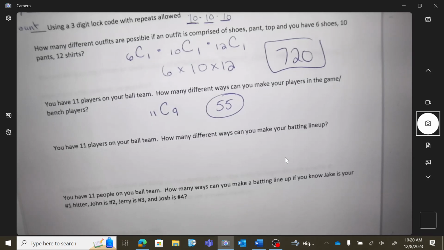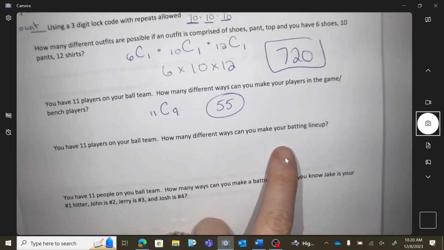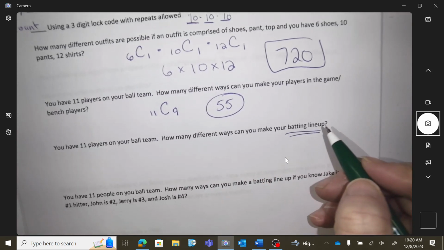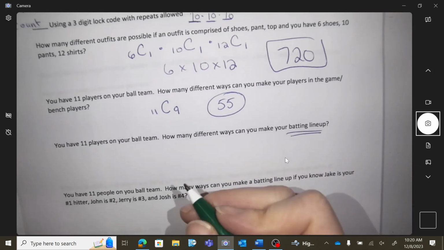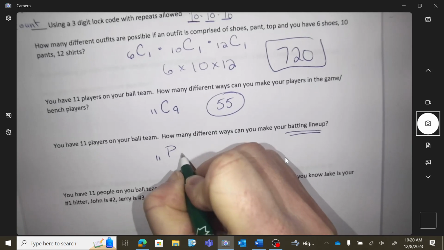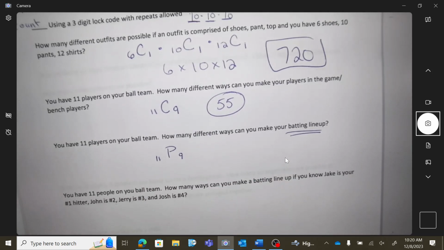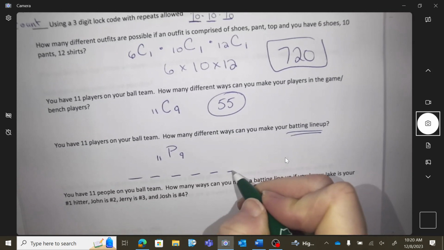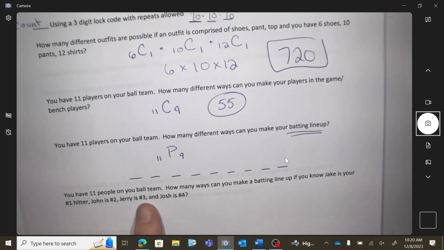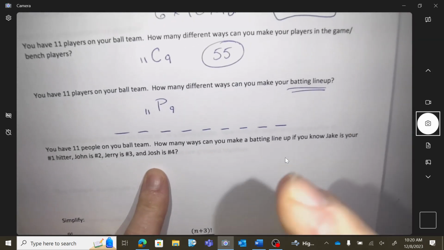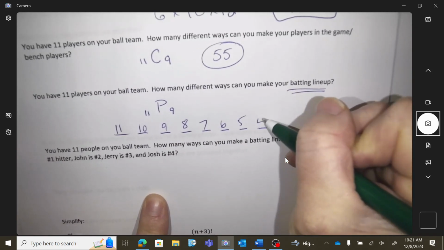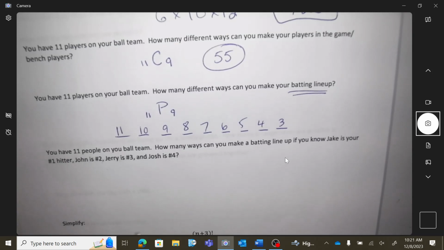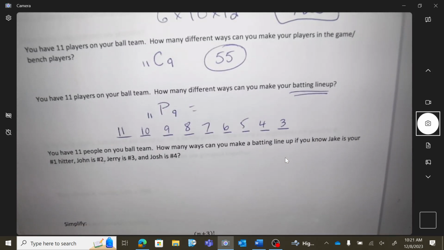Now, how many different ways could I create a batting lineup? So when I make a batting lineup and I write that on my card, does the order that I write people's names matter? Yes. So now I have 11 people, and I would have to try to do permutations with 9 of them. Okay? Or if you're thinking about your batting lineup, it's the same thing as doing 11 options, 10, 9, 8, 7, 6, 5, 4, 3. These are the same thing. That's what the calculation is doing for you.